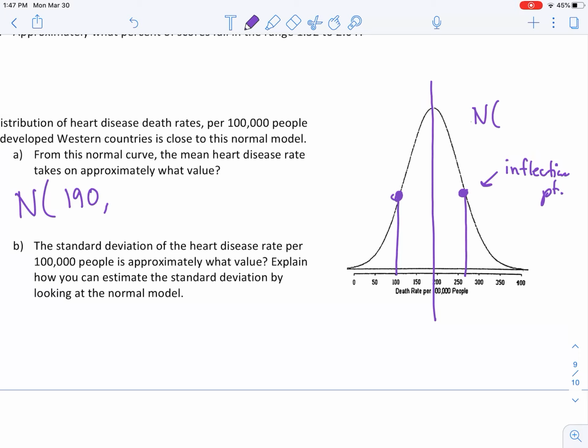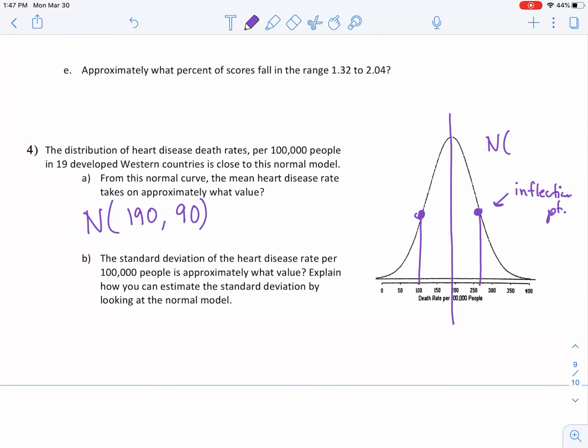So that is one standard deviation away, meaning I went from 100 to 190. So that's a standard deviation of about 90. And from about 190 up to 280, yep. Just an approximate. Normally distributed with a mean 190 and a standard deviation 90. Oh, this one says, what's the mean? 190 death rate per 100,000 people. And the standard deviation is 90.